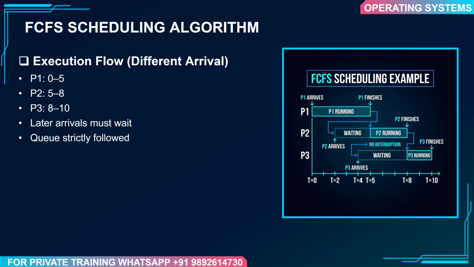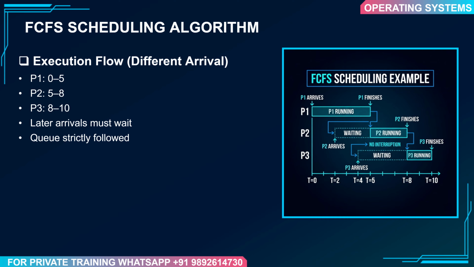Since first come, first serve follows arrival order, P1 will still execute first because it is the only process available at time 0. So P1 runs from time 0 to 5. Now, during this time, P2 arrives at time 2 and P3 arrives at time 4. But they have to wait because P1 is already running and first come, first serve does not interrupt.